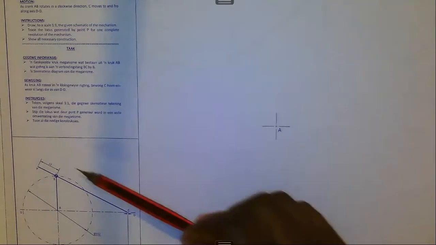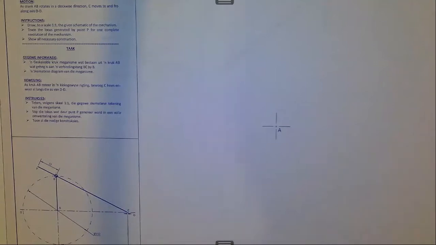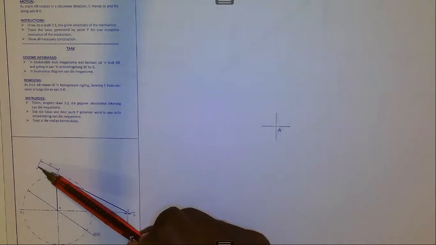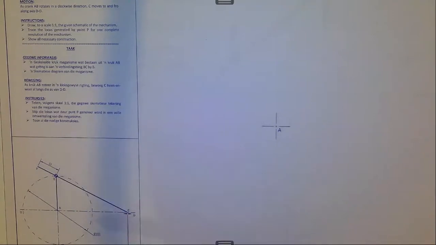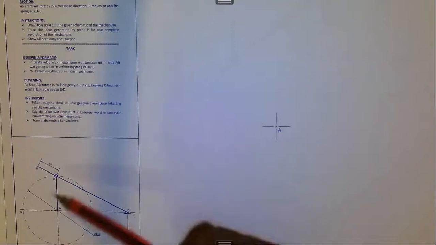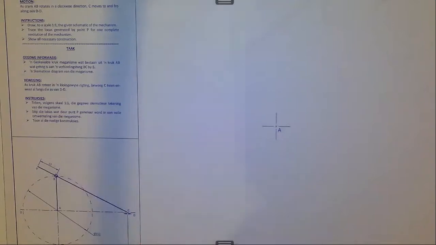Right, so we have got this. We want to draw it here in terms of copying. With a scale 1:1, trace the locus generated by point P. Point P is somewhere here. So as the crank is moving, you'd find that naturally point P would also change position. So by changing position, it creates a path. That path is what we refer to as the locus of point P, for one complete revolution of the mechanism, show all necessary constructions.